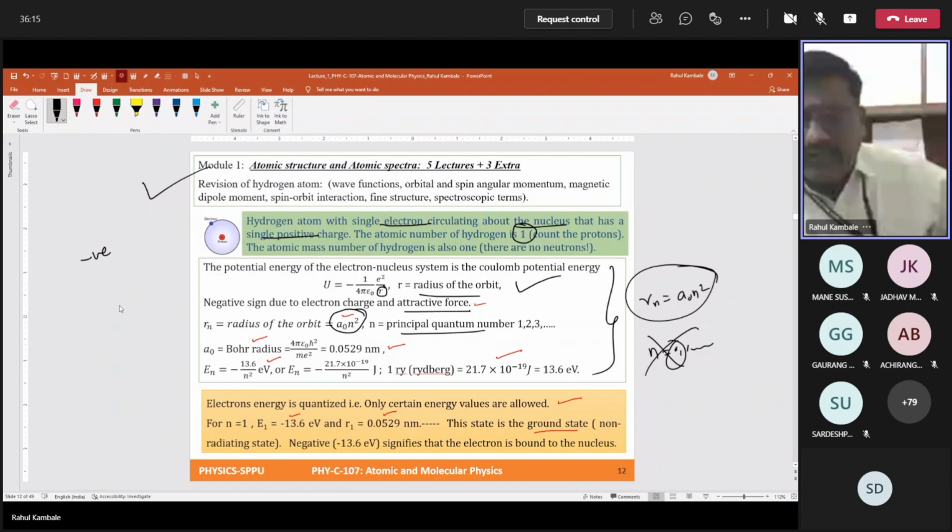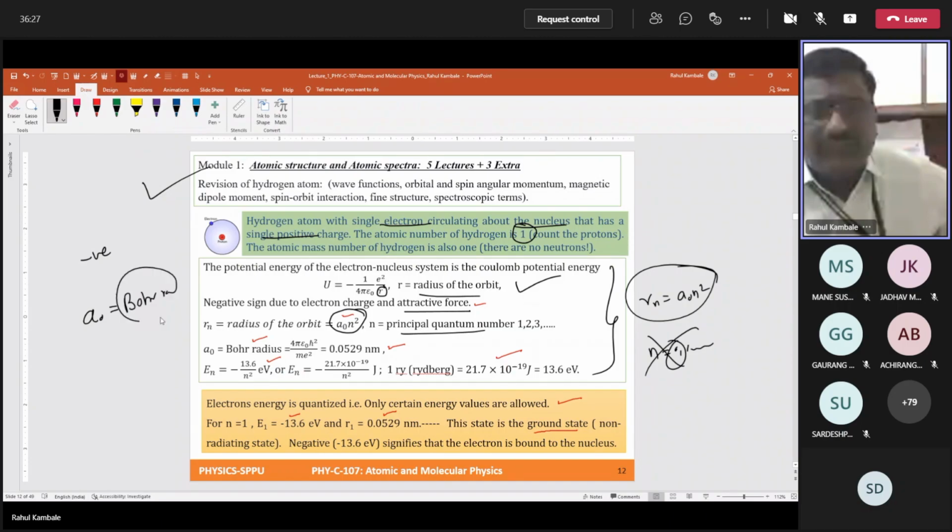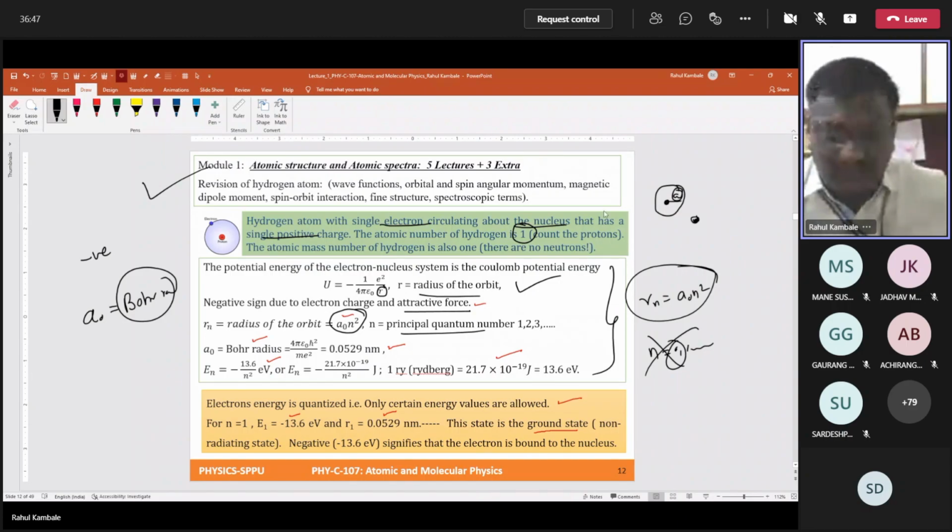What is A0? Throughout this course, A0 will keep coming; that is the Bohr radius. So if I draw this, suppose this is my nucleus and this is A0. Otherwise we can show it like this, but it is not like that. A0 is the separation from the nucleus, for the first n equal to 1. So that is 0.529 nanometer.